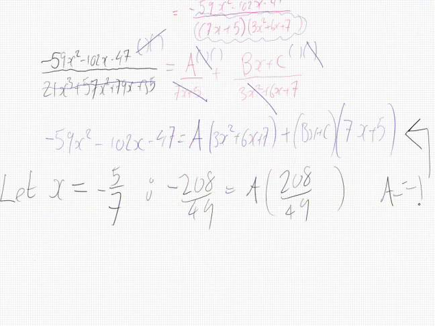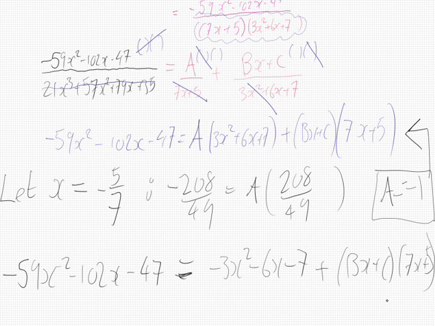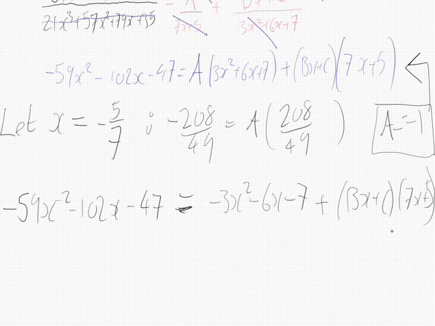I'm going to put that back in to simplify it. Minus 59x squared minus 102x minus 47 equals minus 3x squared minus 6x minus 7 plus bx plus c times 7x plus 5. Sorry, I ran out of space there. I am going to use the second method, the comparing of both sides.